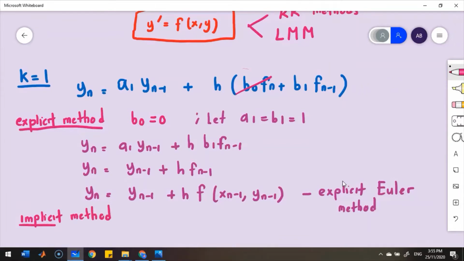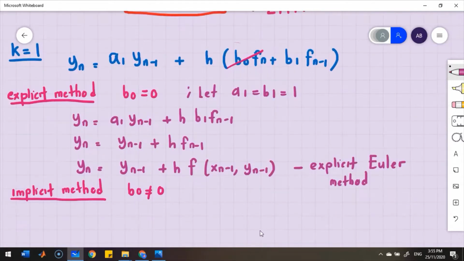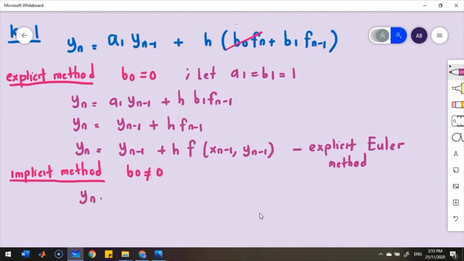Okay, an implicit method you can obtain when your b0 is not equal to 0, meaning I have to consider b0 now. So let's write it down. When b0 is not 0, what I have here is yn equals a1 yn minus 1 plus h times b0 fn plus b1 fn minus 1. This is a function of f.